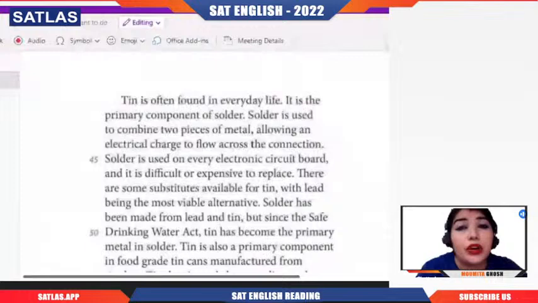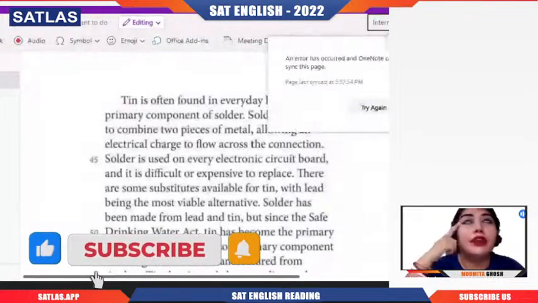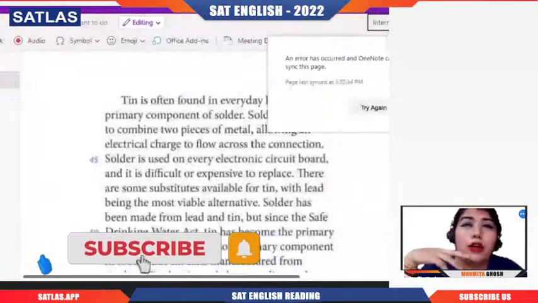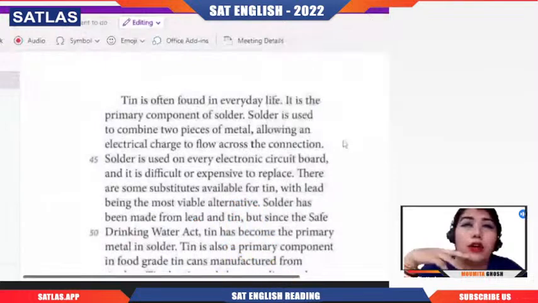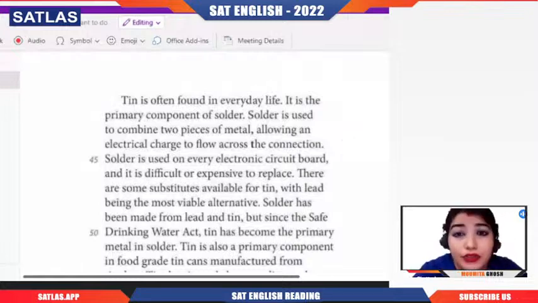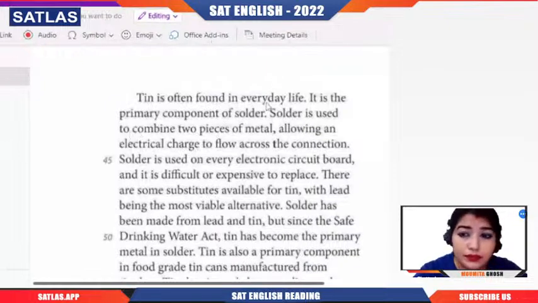There are some substitutes available for tin. So whenever you are buying tin in some marketplaces, you are not sure, because maybe there are some people who can give you cheap metals in the name of tin. It may be solder. So how can you differentiate between tin and solder?